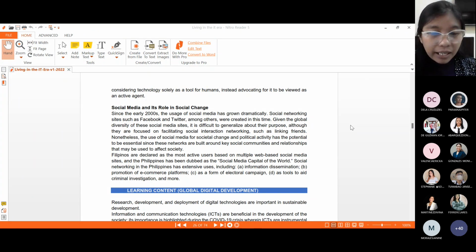Nonetheless, social networking in the Philippines has extensive uses including information dissemination. Pag may announcement sa GC na pinopost instead na sa bulletin board dati, ngayon sa social media na, maski news. Dahil nung nawalang ABS-CBN, hindi na ako nakapanood ng balita, nag-aabang na lang ako ng balita tungkol sa bagyo sa social media. Lindol, social media din yan. Promotion of e-commerce platforms, social media din. Kasi ang advertisement din dati sa ABS-CBN, yung mga Palmolive, mga patalastas. Ngayon, sa social media mo na sila nakikita.